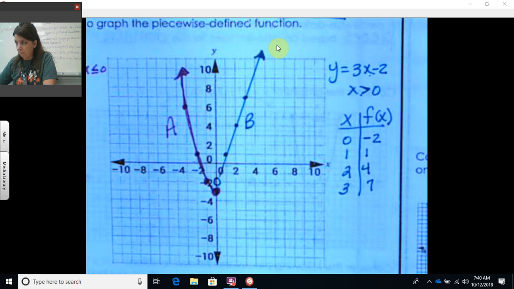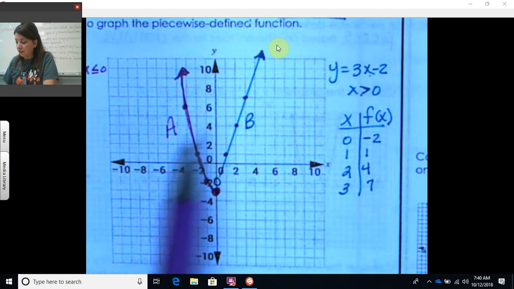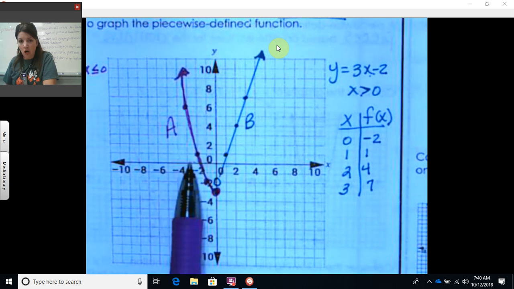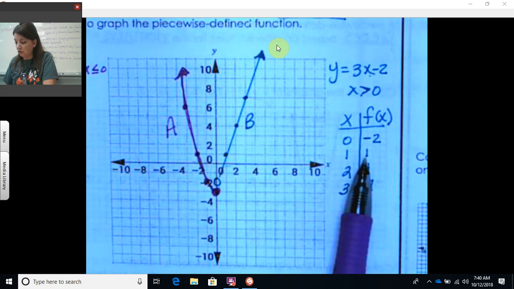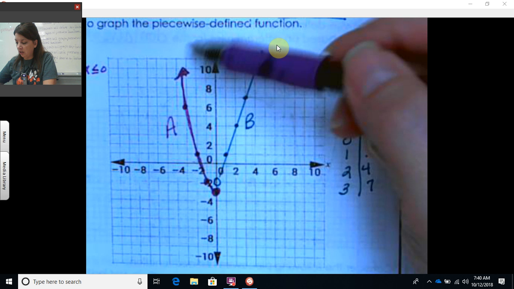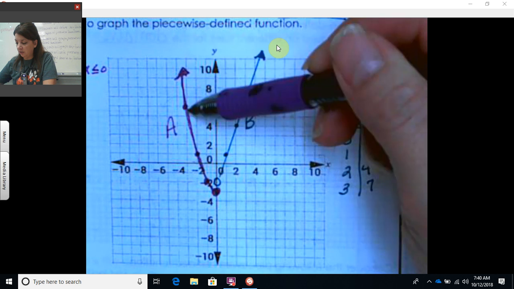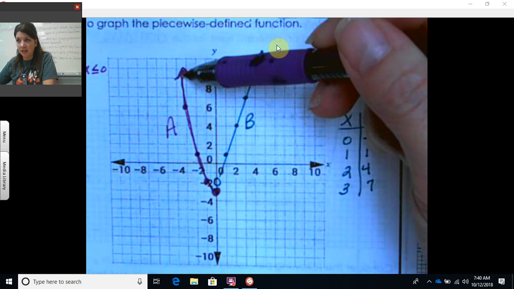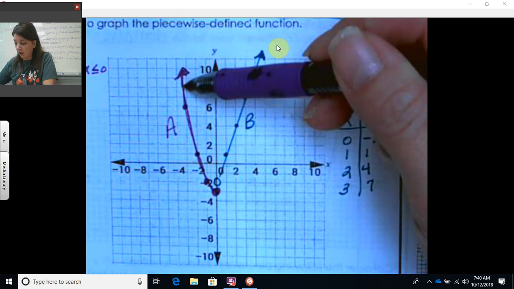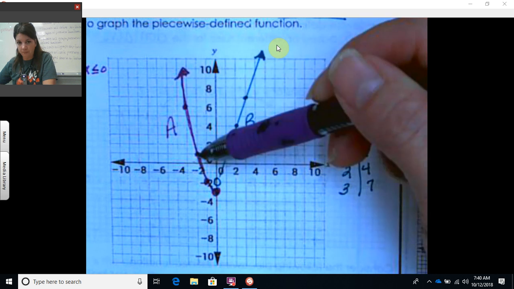I hear increasing and decreasing. Let me remind you what it means. As you're moving left to right on the graph, your x's are always increasing, correct? But as you're moving left to right on the graph, are your y values always increasing? No. So as you move to the right, don't look at the arrow. If it's pointing up, that does not mean increasing. They're both pointing up. But as I go to the right, are my y values increasing or decreasing? Decreasing. So interval A is decreasing.